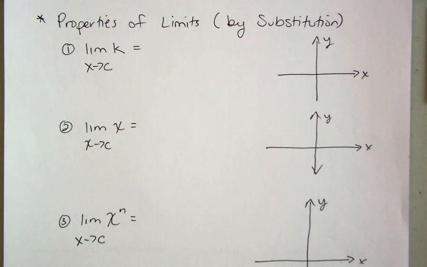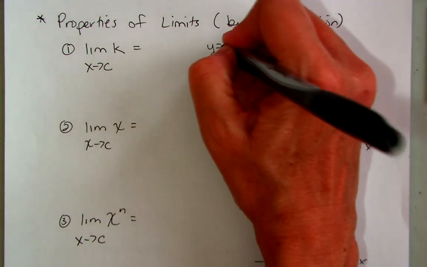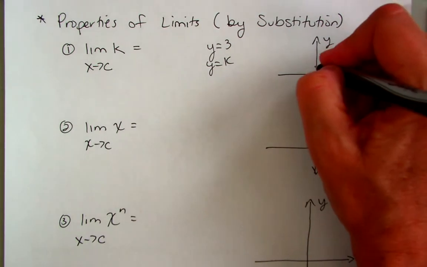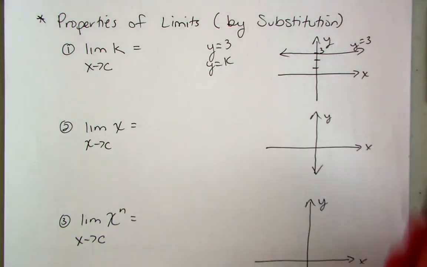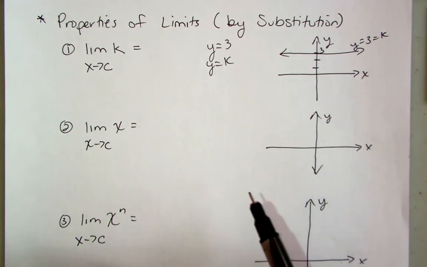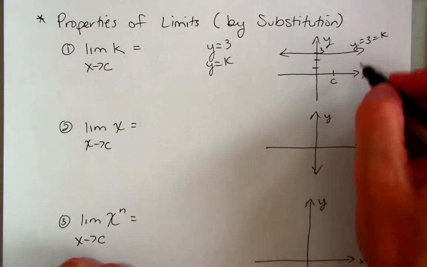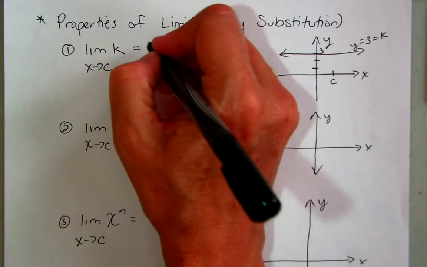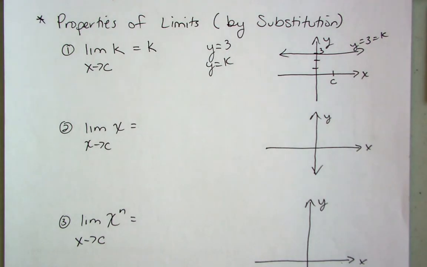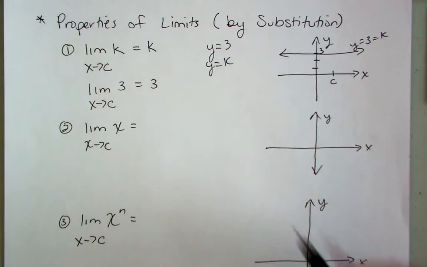The first one, the limit of k as x approaches c. So k is some constant. As an example, we'll let y equal 3, y equal k. So the limit of k, or of 3, as x approaches any c at all. As I approach any c anywhere on this horizontal line, which is just a constant, it's just k. In other words, the limit of 3 as x approaches any c is 3.